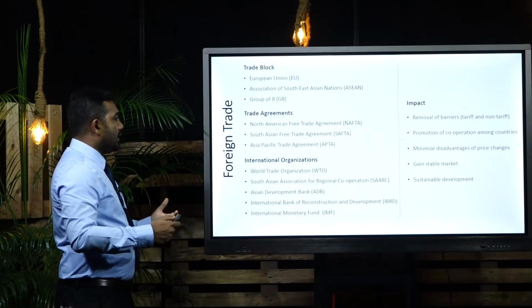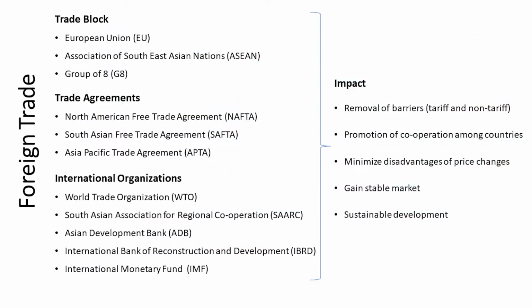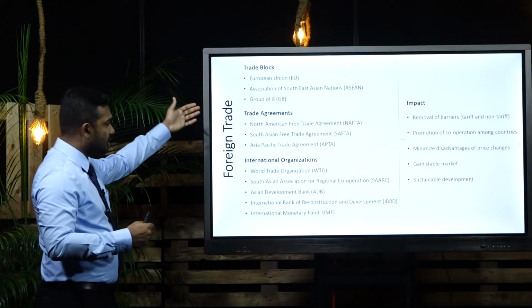Now, in foreign trade, we can see there are agreements, collaborations. So I have mentioned them here: trade blocks, trade agreements, international organizations. These are the agreements and collaborations. They are very much essential to continue foreign trade.